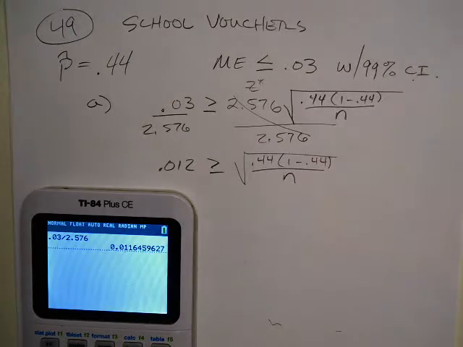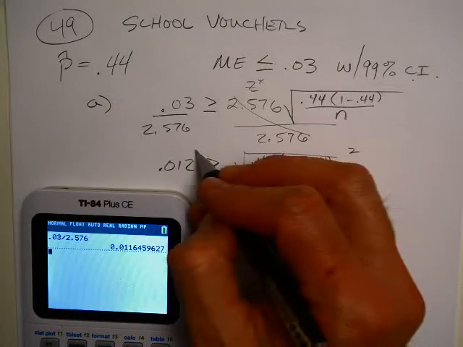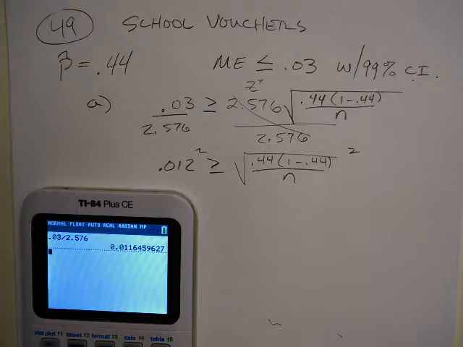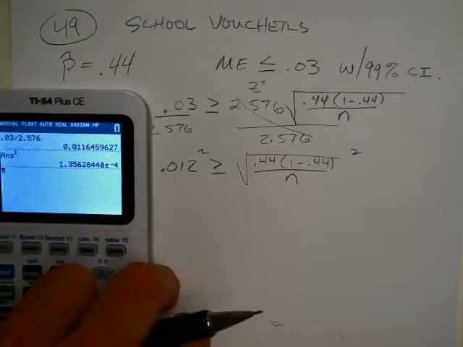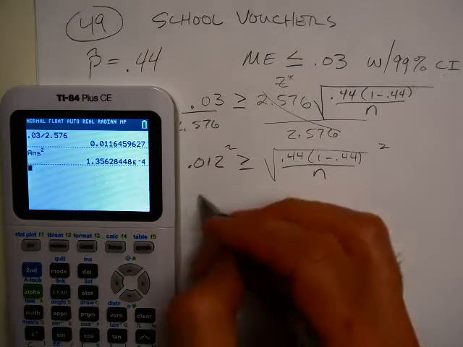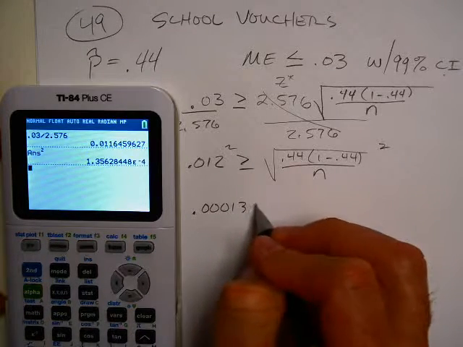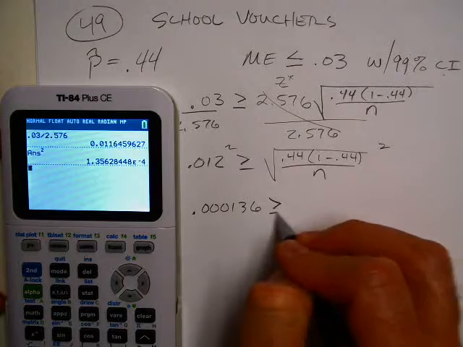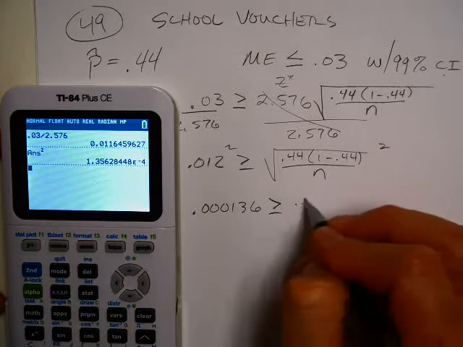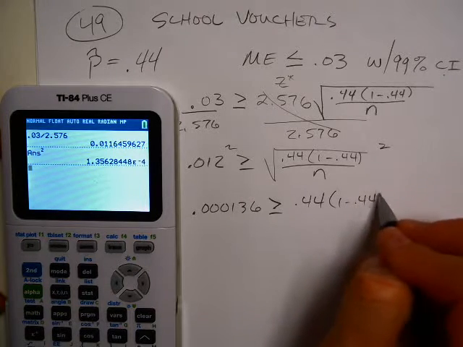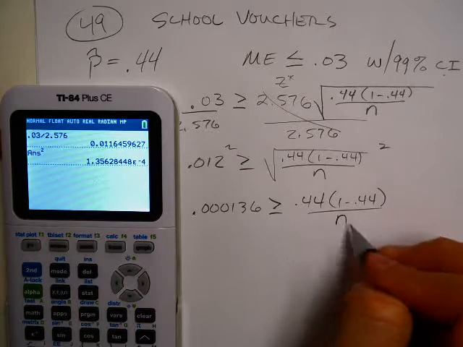Now I think we should square. So I'm going to square both sides. I'm going to take this value and square it. I'm not going to round it off. So I'm just going to go x squared. And again, I'm going to leave that value. It's about 0.0000136, greater than or equal to 0.44 times 1 minus 0.44. Or you can put 0.56 in there at this point. Sure.